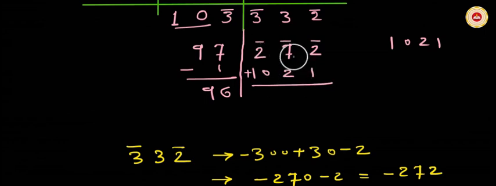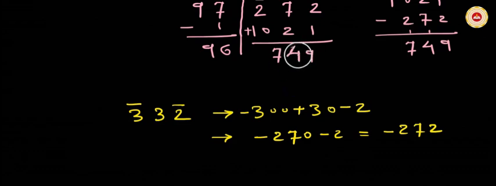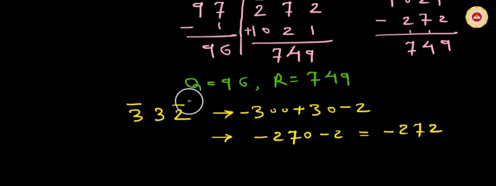So let us subtract this 272 from 1021. That means 11 minus 2, 9. 12 minus 8, 4. 10 minus 3, 7. 749. Remainder is positive, 749. Remainder is positive and less than given divisor 1021. So let us write final answer. Quotient is 96 and remainder is 749. This is our final answer.